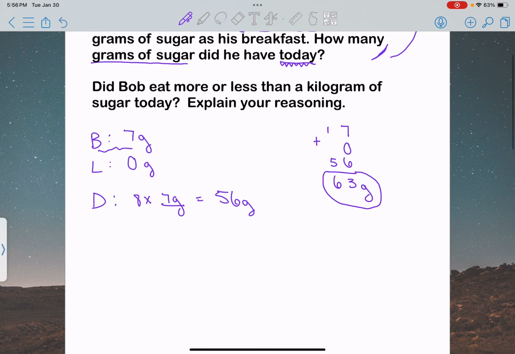Now let's read the second question. Did Bob eat more or less than a kilogram of sugar today? Explain your reasoning. Okay, more or less tells me that I'm comparing, and I can't really compare things that aren't in the same unit or the same measurement. So my answer down here is in grams, but this says kilogram. So I'm going to convert 1 kilogram into grams, so it's easier for me to compare. 1 kilogram, I know from the relationship that we learned, equals 1,000 grams.